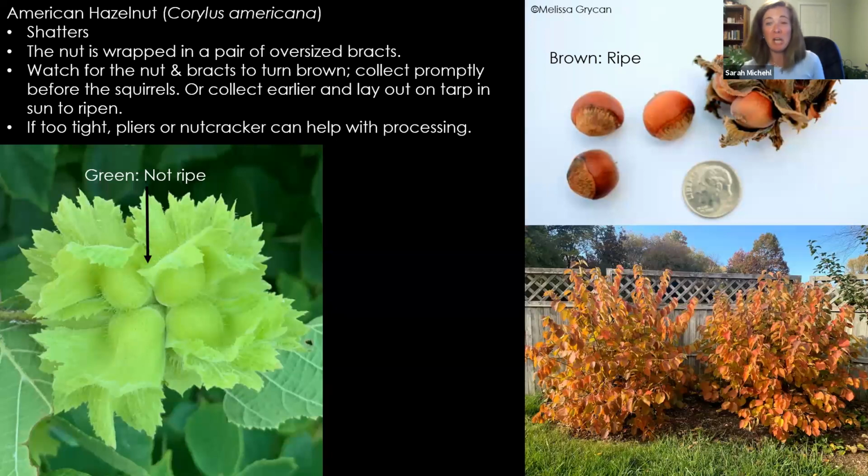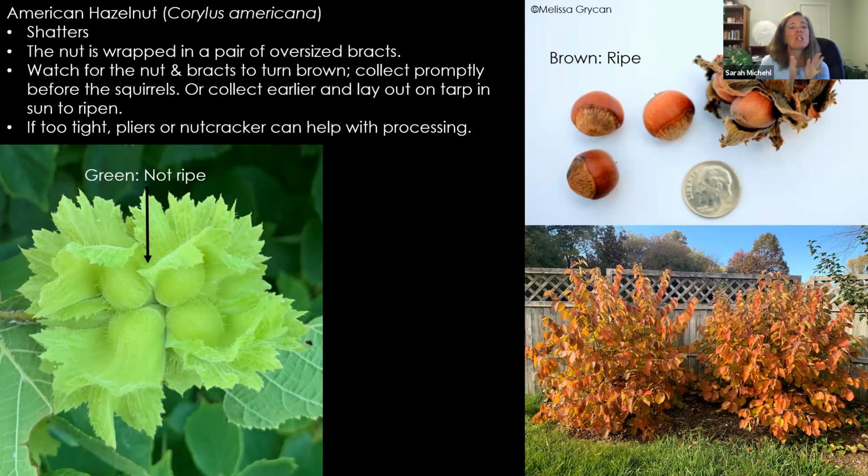Another plant that shatters are some of our shrubs like hazelnuts. And this is really interesting because a lot of times people forget about our shrubs and about collecting the seeds. And these are amazing landscaping shrubs. Even if you have just a normal yard in a residential area, these make fantastic landscaping shrubs. And they make actual hazelnuts, which is really cool, if you've got at least like 3 of them, because they're wind pollinated.